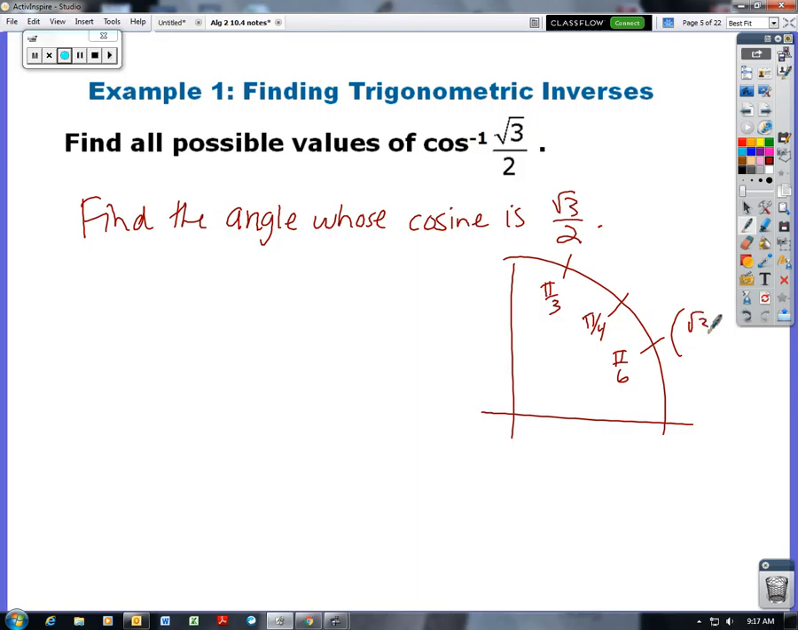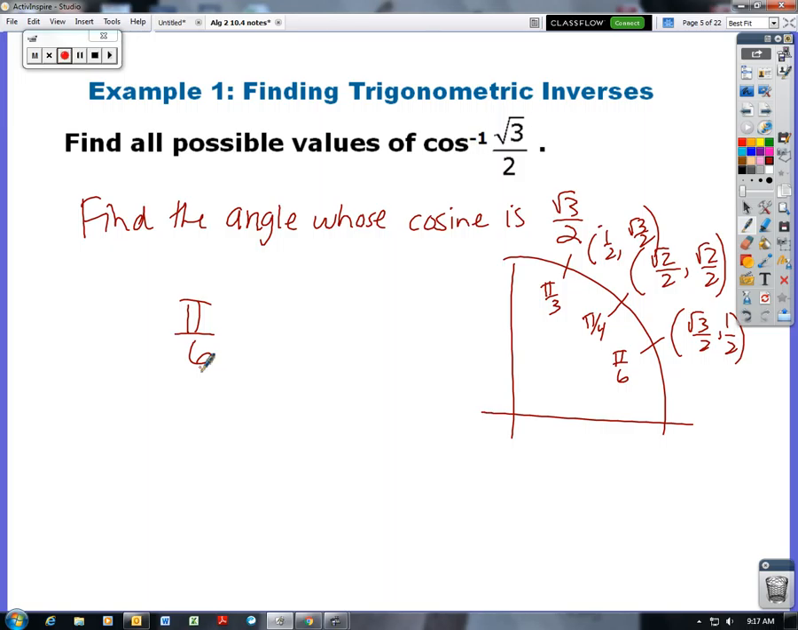And if you memorized the unit circle, you would know that these are the coordinates. And so we want the angle whose cosine is √3/2. Cosine is the x-coordinate. So we look at these x-coordinates and we see that the one that has the x-coordinate of √3/2 is pi/6. So pi/6 is one of the solutions.